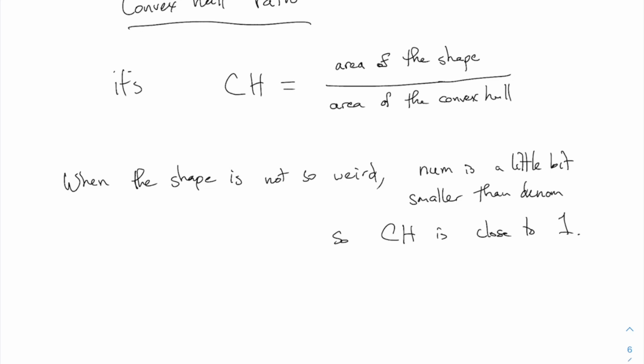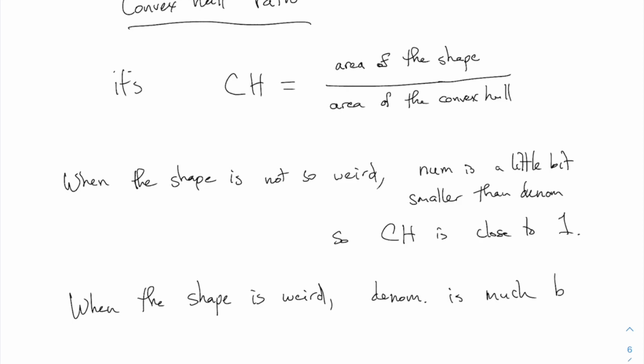All right? But when the shape is weird, super wormy, when the shape is weird, the denominator is much bigger. And so the convex hull ratio is close to 0. This would be like 1 divided by 10 or something. It's close to 0. All right? And that number has to do with measuring the areas, and it can tell you if the shape is weird or not. All right? I think that'll do for now.